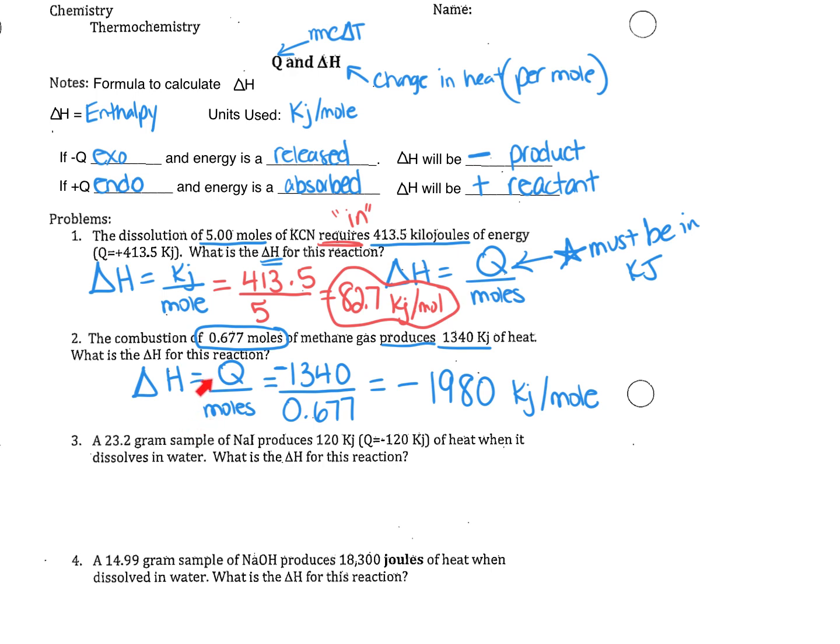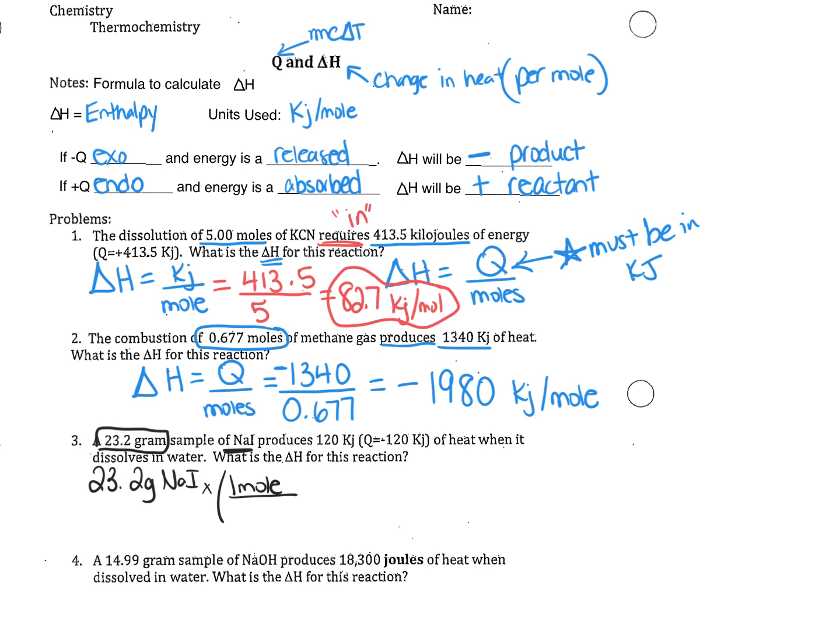The next one is a little bit different because remember, delta H has to be in moles and it's going to be Q per moles. So we've got our energy, we have our Q. What we don't have for this next problem is our moles. So that means we're going to have to do some stoichiometry. So we're going to have to convert our 23.2 grams into moles. So 23.2 grams of sodium iodide, we know that we can look at and find the molar mass of it.